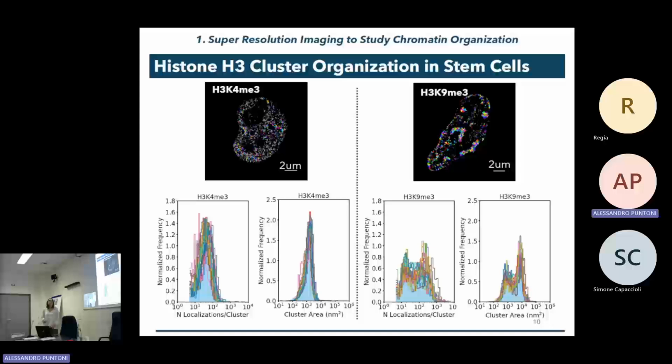Then we can quantify the properties of the clusters, like the area and the number of localizations per cluster, and we can see how the active regions have different properties from inactive regions. And here we can also observe a double population for inactive regions. It is important to say that this property would not have been possible to observe using other microscopy techniques or other techniques on the chemistry side.